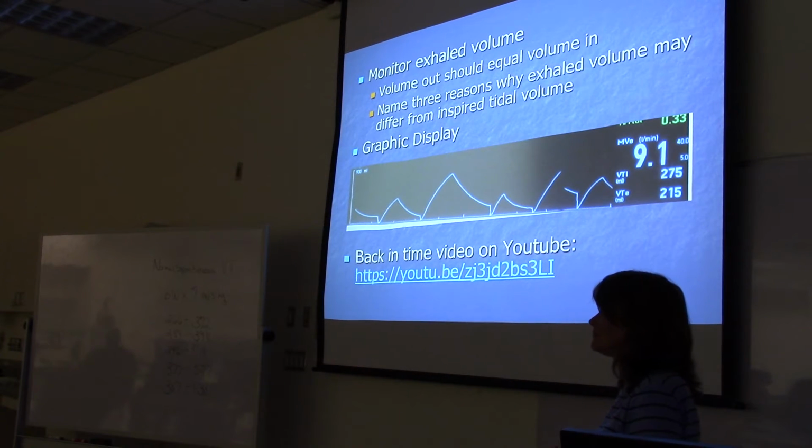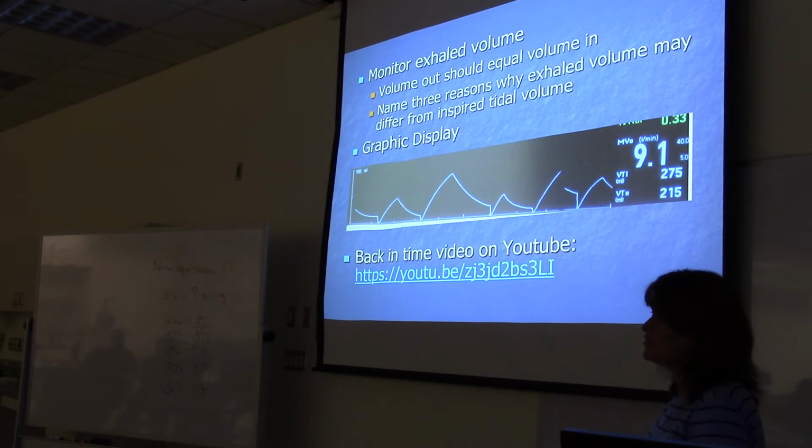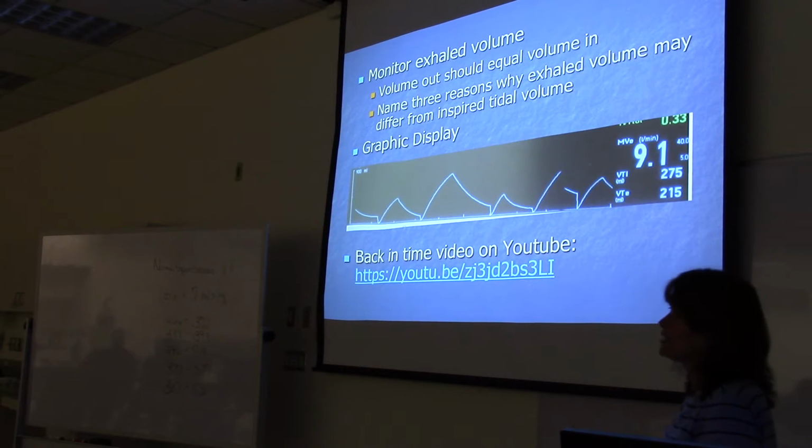And then incomplete exhalation. We have to check the history, I guess, maybe? Yeah, if they have air trapping. Check the patient's history and see if they have COPD, that would explain why.